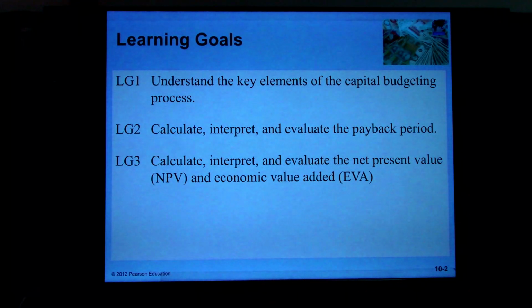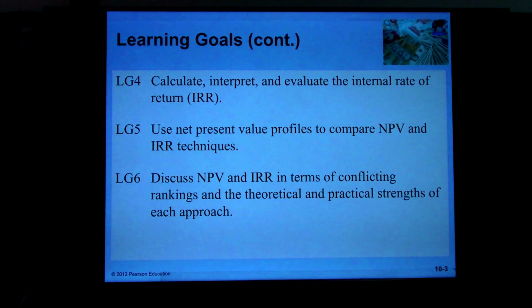In this chapter, we are going to discuss four basic methods for assessing different projects. The first technique is called payback period. The second one is net present value. The third one is internal rate of return, and the fourth one is profitability index.